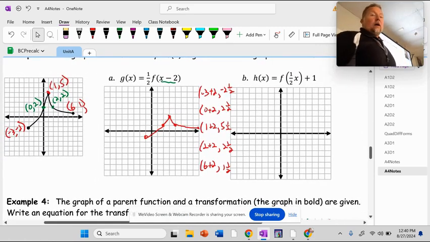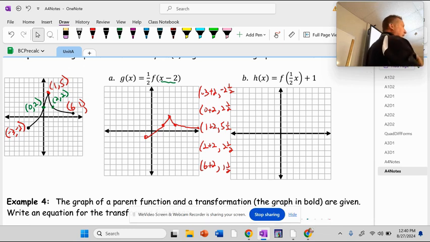All right, now we got a bit of a problem. What does half of x on the inside do? Is that a horizontal or vertical? Horizontal, and then stretch or shrink. So horizontal stretch, who does that affect? The x's or the y's? When we stretch this way, who gets affected?